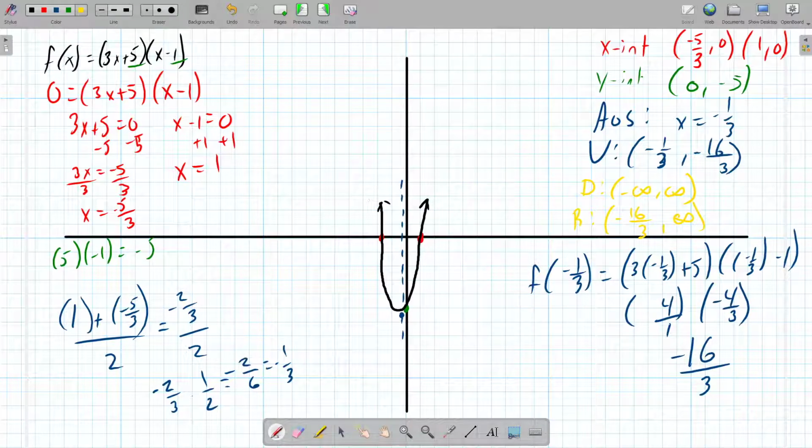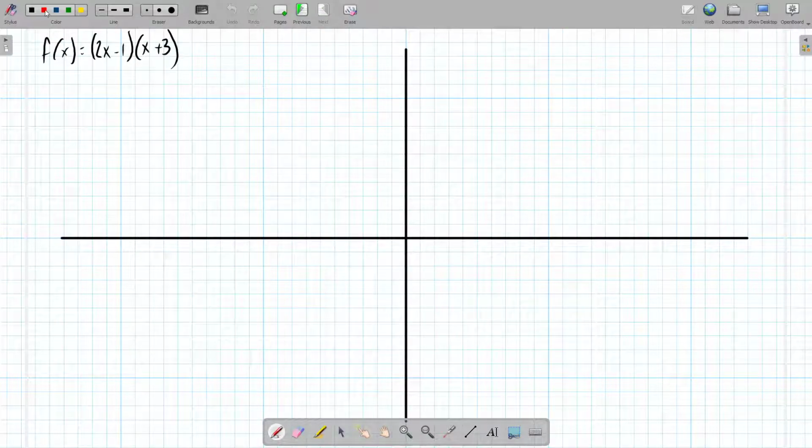We have our parabola sketched, we have all of the appropriate information labeled, and we have all of the supporting work. All right, we have one final example.